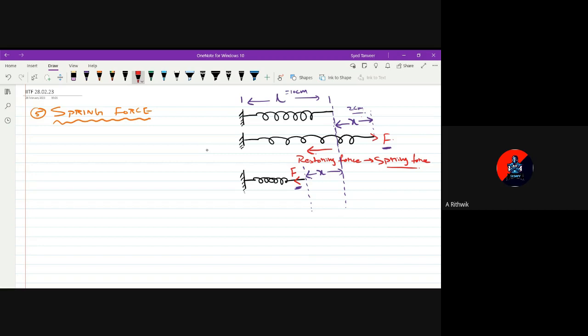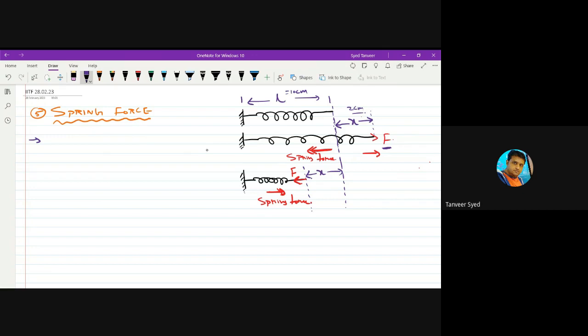But it is pushing, sir. Which direction should this restoring force be developed? In this direction, opposite. If you observe this restoring force, I will call it spring force. When the applied force was towards right, restoring force was towards left. When the applied force is towards left, restoring force is towards right. That means the spring force is always opposite to the applied force.